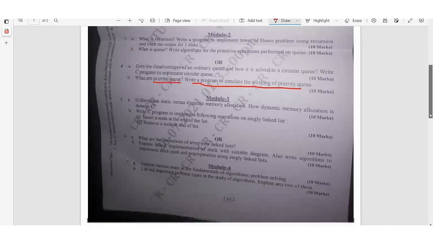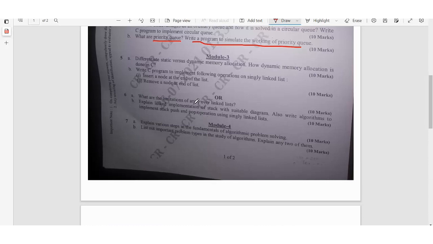Then question number 6A: what are the limitations of an array over a linked list? Then 6B: explain the linked implementation of stack with a suitable diagram. Also write the algorithms to implement the stack push and pop operations using a singly linked list.